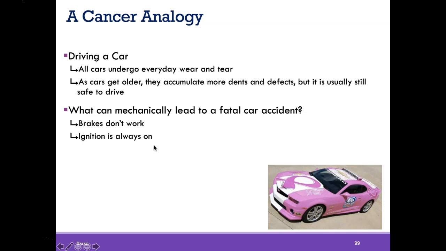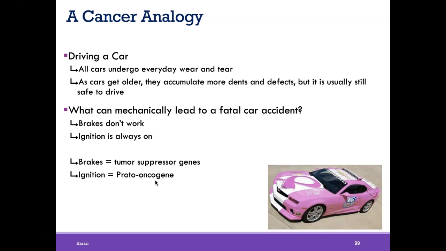Similarly, if the ignition is always on and can't be turned off, you're going to drive off of that same cliff. So in this example, the brakes are like tumor suppressor genes that tell the car to stop, or tell the cell to stop dividing. Ignition is like the proto-oncogenes that normally tell the cell to go or the car to drive. But suppose my ignition is always stuck on. That's like a mutant oncogene. That's telling the cell to go, like the car's going, and it's going to drive off the cliff.